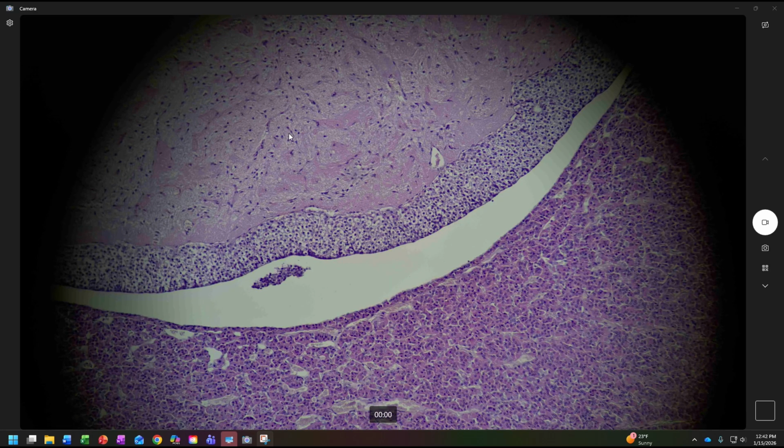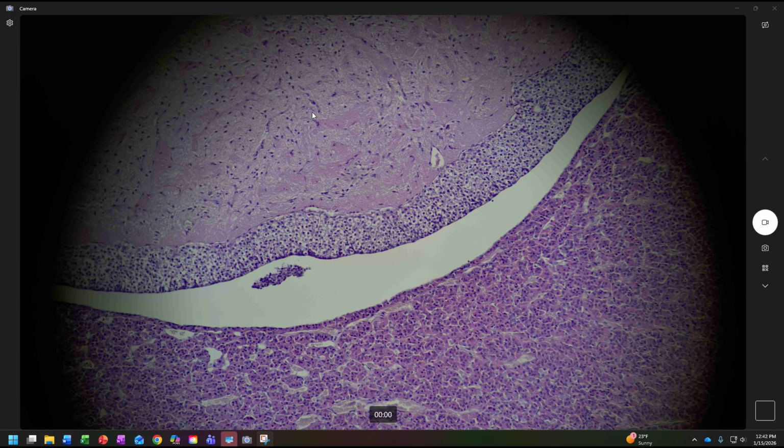So again, notice the cells and the tissues are kind of wispy looking. The nuclei are not packed together because remember, these are primarily neurons. So neurons have a cell body and they have these projections, so it looks a little more wispy. Here the cells are packed a little more tightly together. So again, anterior pituitary here, posterior pituitary here.